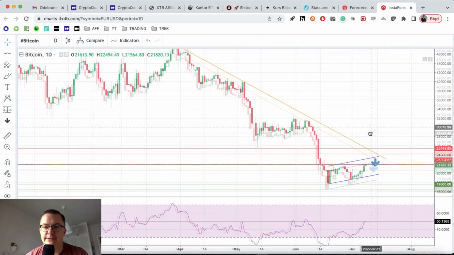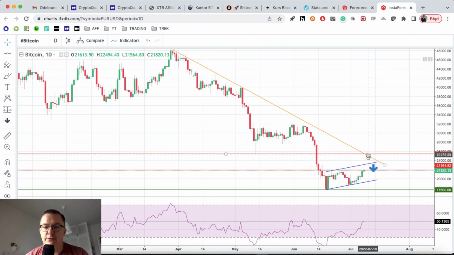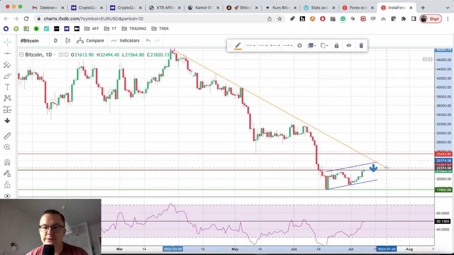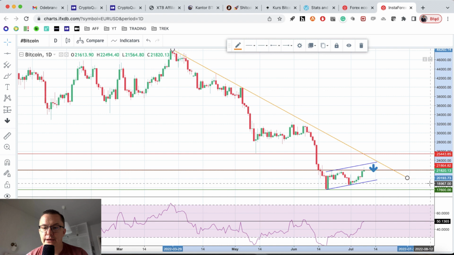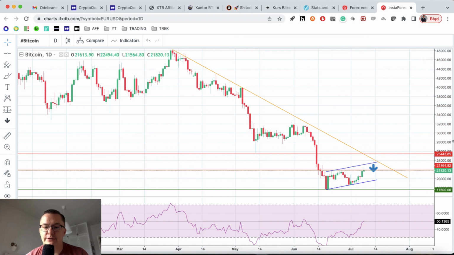And please notice that we need to break above this trend line resistance in order to continue the up move towards 25,443 and higher. If we keep trading below the trend line resistance, then of course there is no chance for this market to rally or to reverse the downtrend.